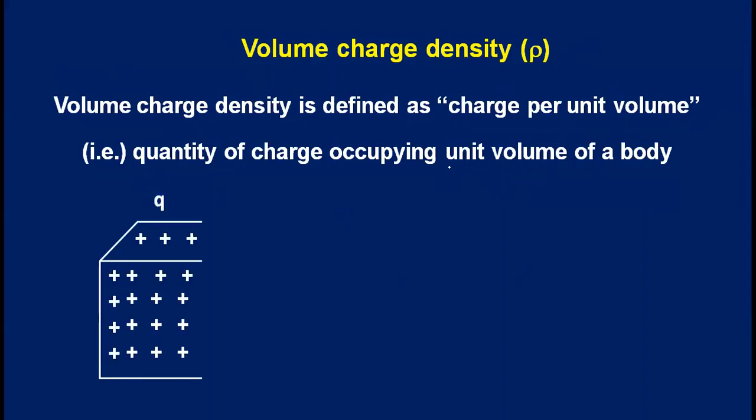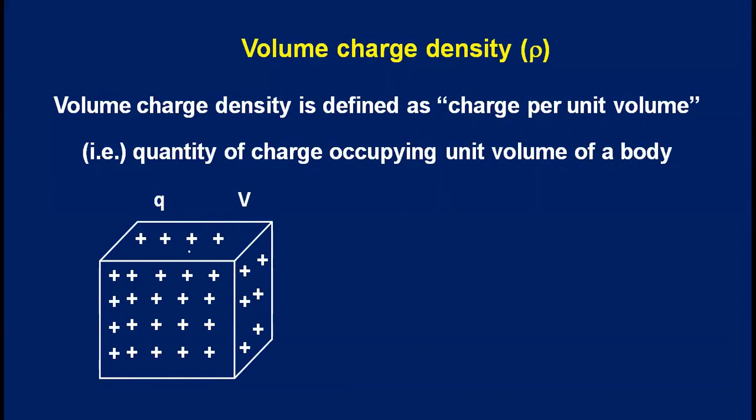that is what we call volume charge density. Now, let me consider a cube whose volume is V. The quantity of charge occupying the volume V is Q. To find volume charge density, I have to find the quantity of charge per unit volume. So thus Q over V will give me amount of charge present per unit volume, which as per the definition is referred to as volume charge density. So rho equals Q divided by V.